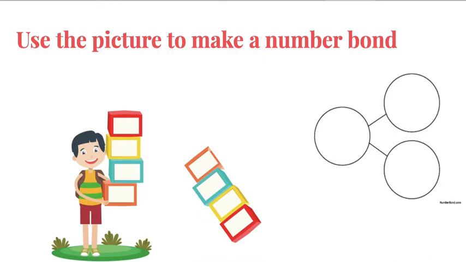Use the picture to make a number bond. The boy has four boxes in his hands. Four of those boxes fell. So he is holding four, and four are on the ground. How many are there in total?